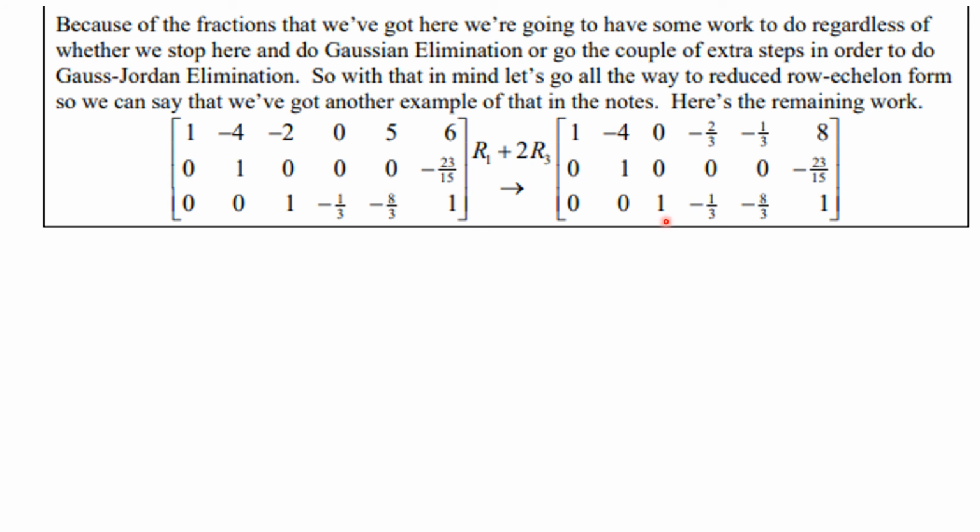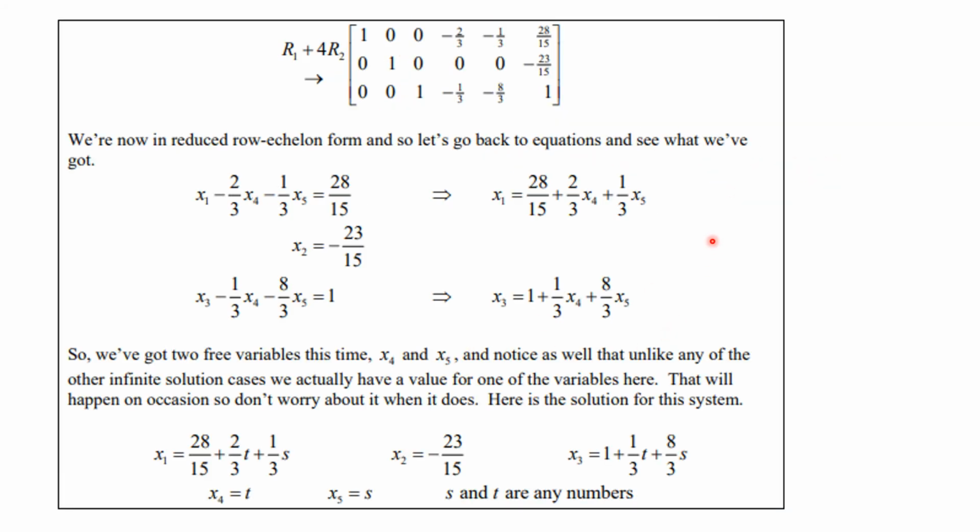Here we have what is x3 in terms of x4 and x5, and here is this one in terms of that. So when we define these to be s and t, we're going to get that x1 is this expression in terms of s and t. X2 was minus 23 over 15. X3 is this one. X4 is t. And x5 is s, where those are any numbers. Again, this is an infinite number of solutions.